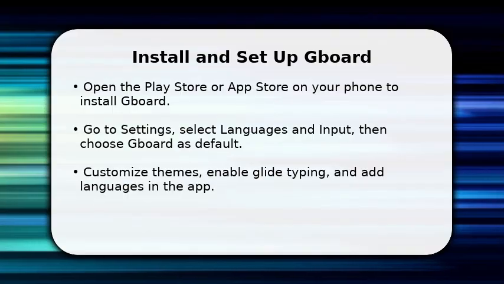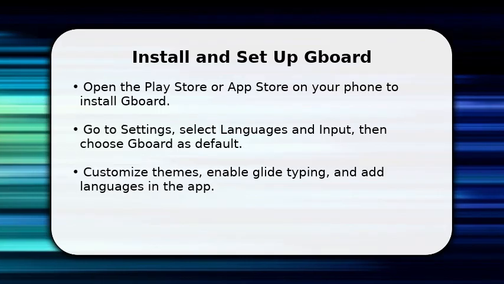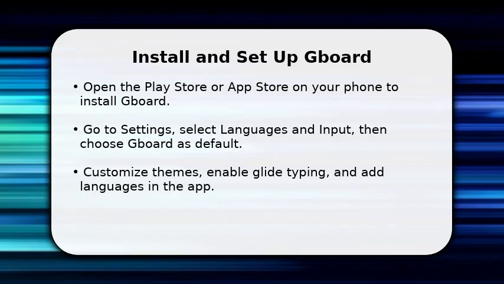Open the Play Store or App Store on your phone to install Gboard. Tap Install and then Open to start the setup wizard for the keyboard. Follow prompts to grant permissions for microphone, storage, and keyboard access. Go to Settings, select Languages and Input, then choose Gboard as default.